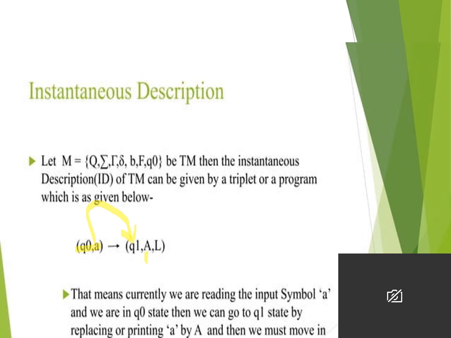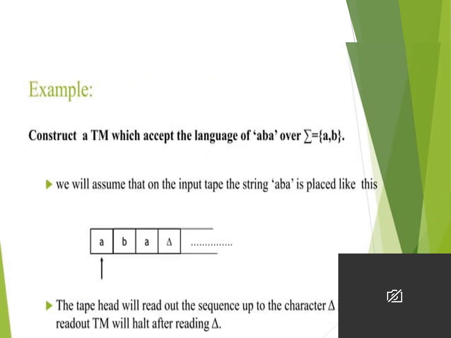Here we are going to do read and write operations. Either we keep the small letter a as it is, the same input, or else we can read or write some other input symbols also. Like that, here also we are writing the input symbol capital A when moving on to the next state by moving to the left side of the tape.